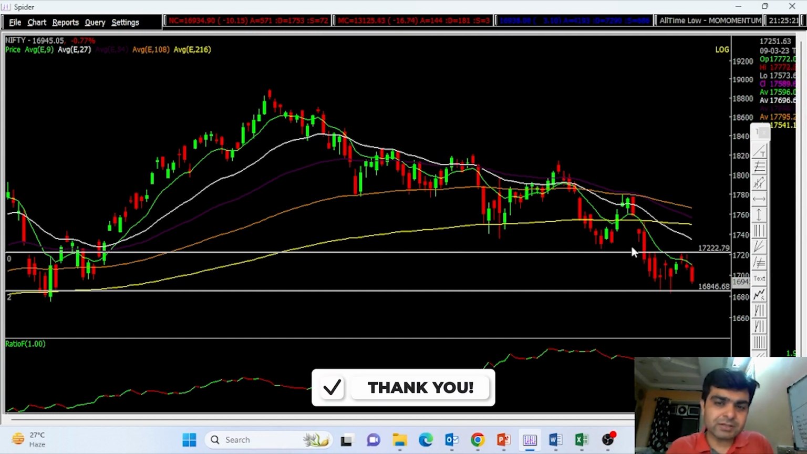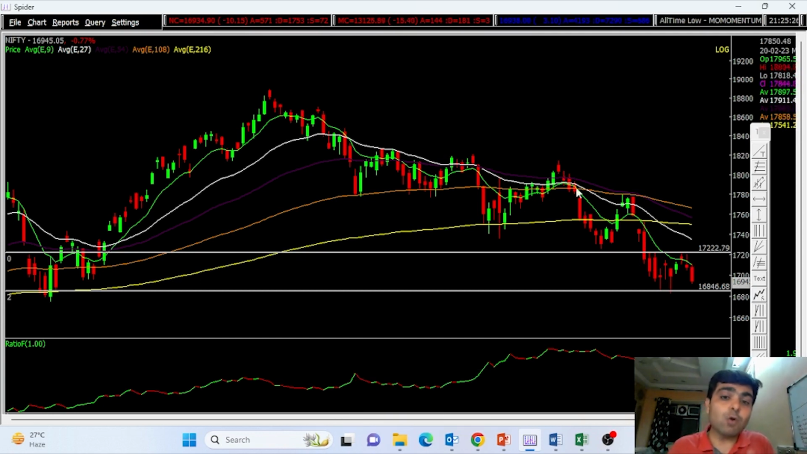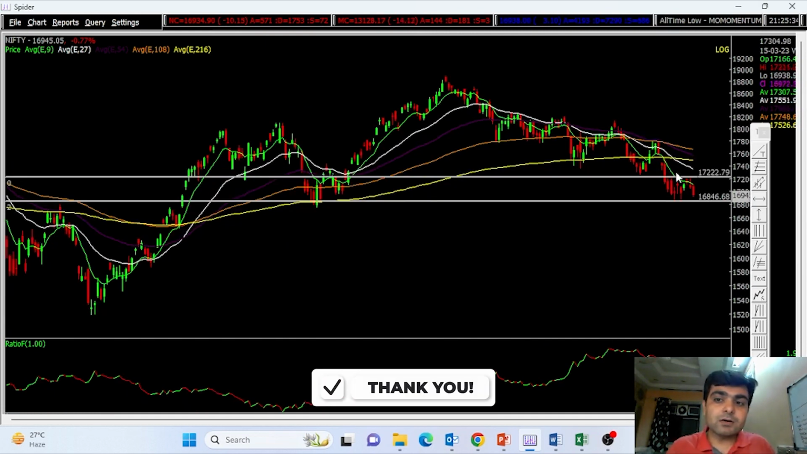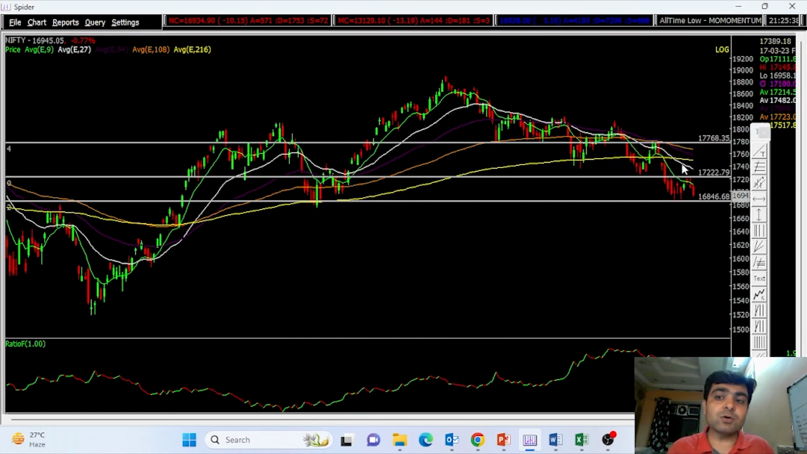But we can say that it is sideways to negative because the market is operating below all the key moving averages. So sideways to negative momentum in the short term that we have. From a medium term perspective, Nifty has a very important resistance at the 17,700 level, and on the lower side, Nifty has an important support level at 16,400.